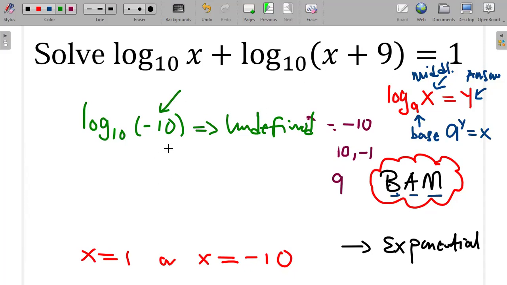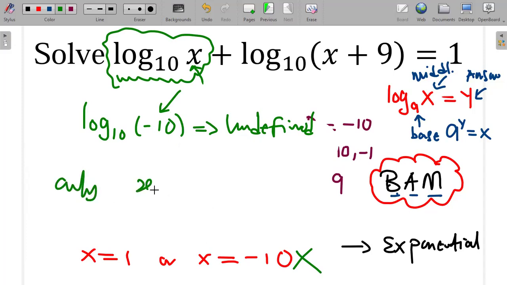So for logs, whatever is here, which we are calling what is in the middle, should never be negative. Since I have log 10x here, I have to substitute this x there. It will give me something like this, which is invalid or undefined. So we are going to discard this answer. Our only valid answer here is x equals 1. So this is your solution there.